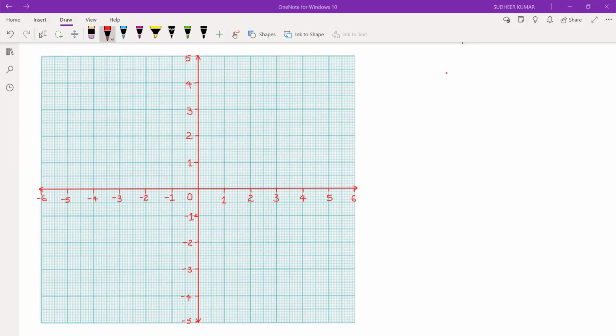Now we are going to discuss an introduction to graphs. Let's see this graph. There are two number lines which are mutually perpendicular. The horizontal number line is known as the x-axis, denoted by X, O, X dash. The vertical number line is known as the y-axis, denoted by Y, O, Y dash.